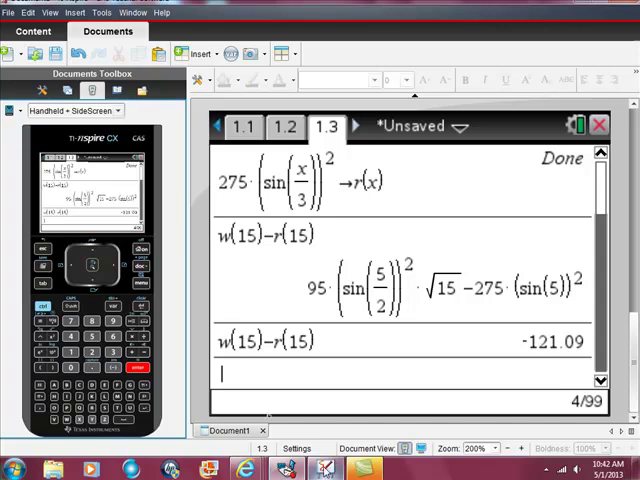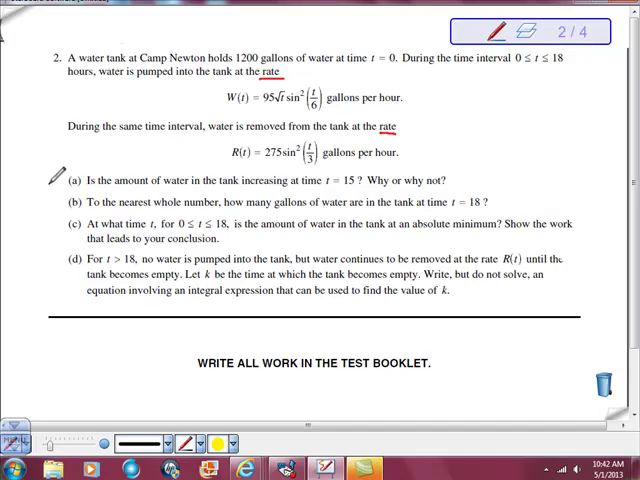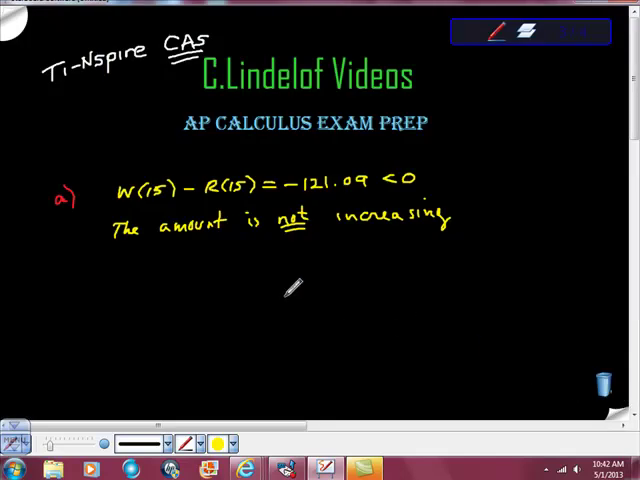So we go back now to the second part of the question. So we answered this part right here. If we go back to the second part of the question, it says, to the nearest whole number, how many gallons are in the tank at t equals 18? So here's the notation that you have to use. You have to keep a little bit of something in mind. How much water is in the tank? Well, the amount of water in the tank, so this is what I'm going to do.